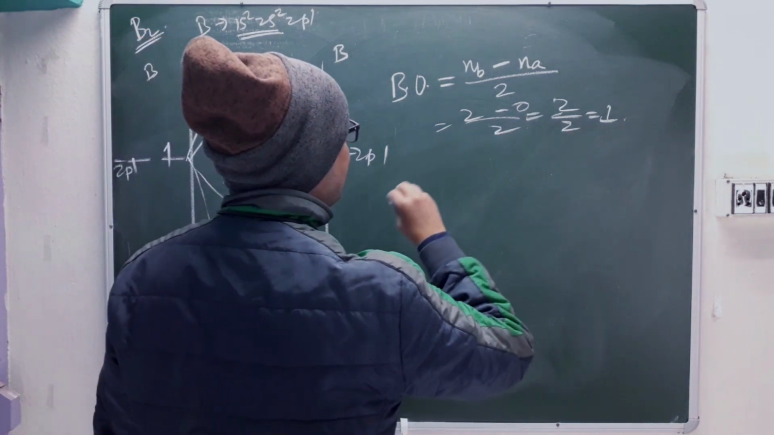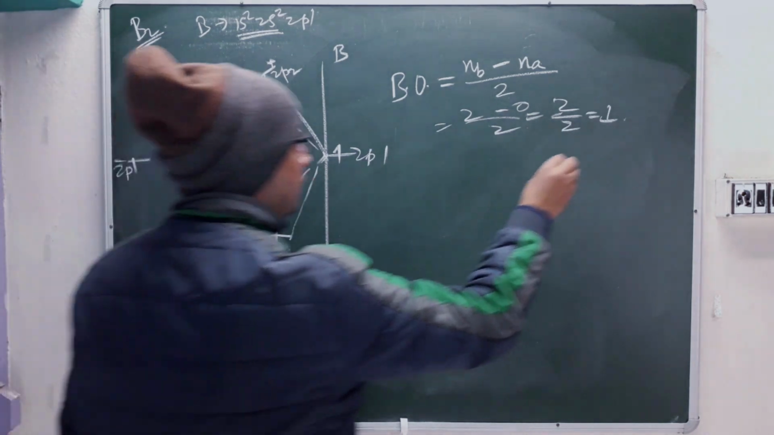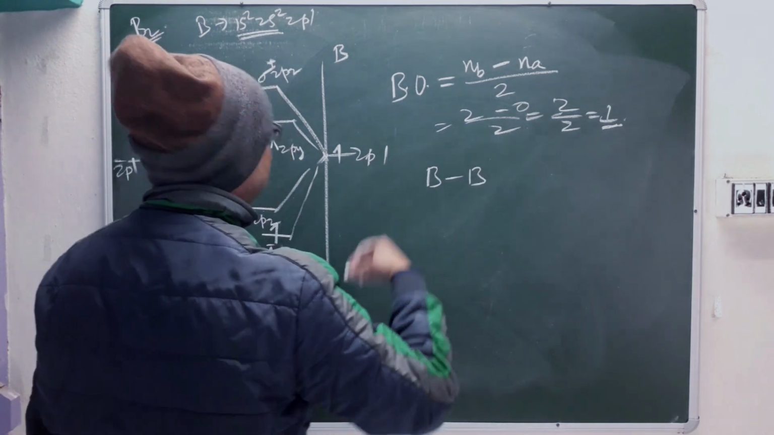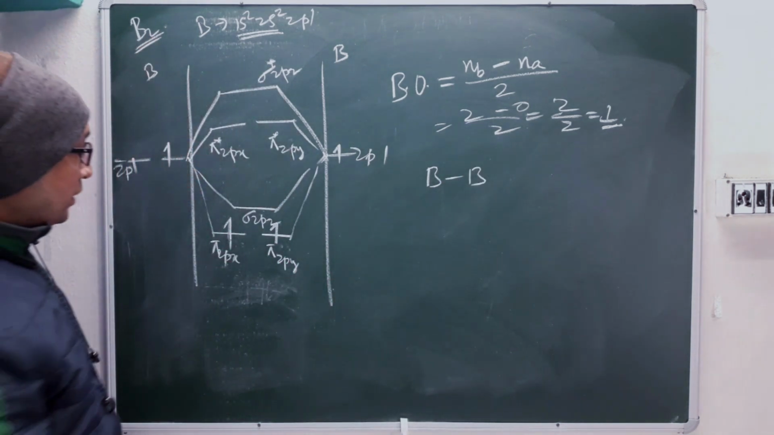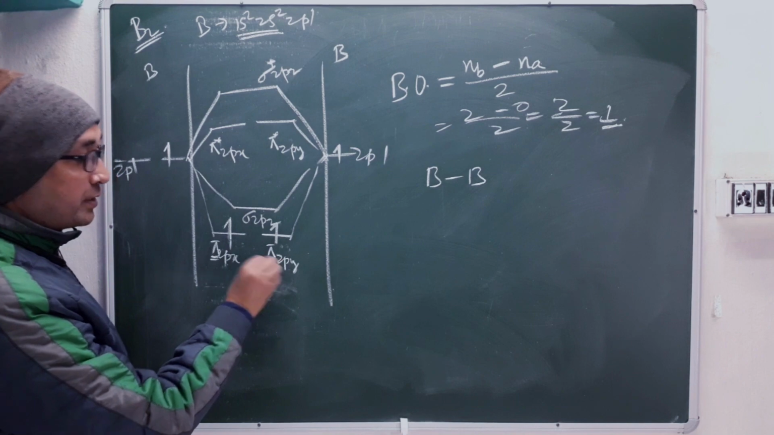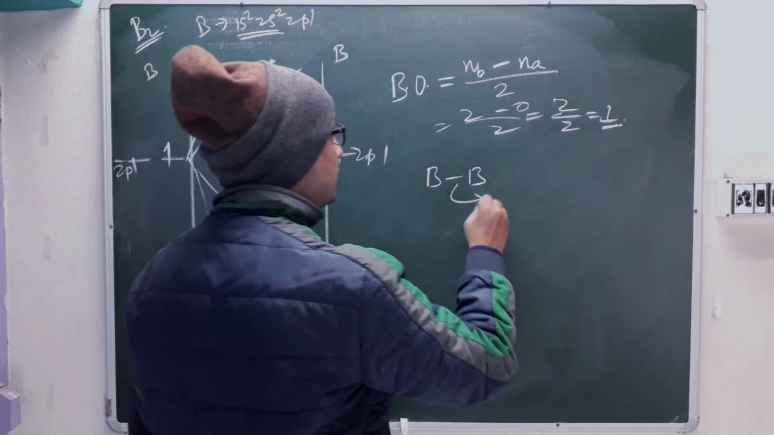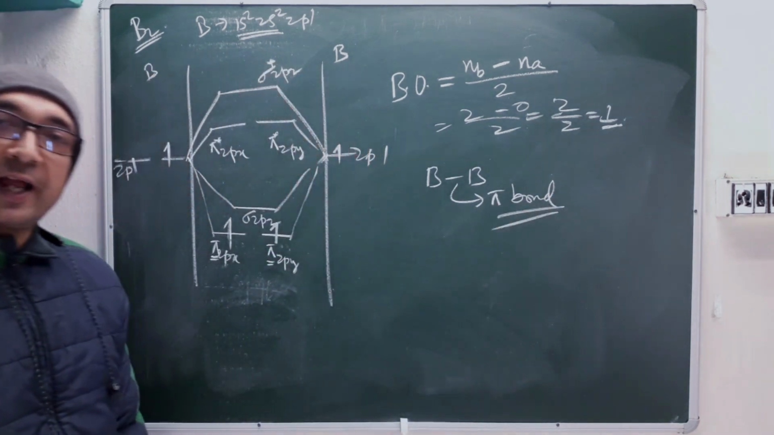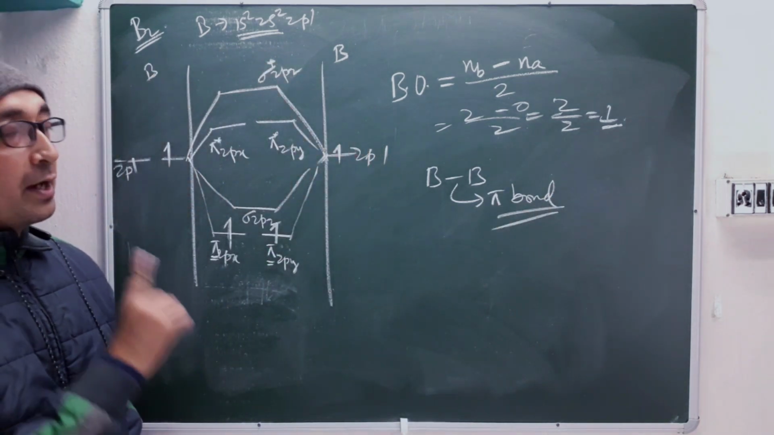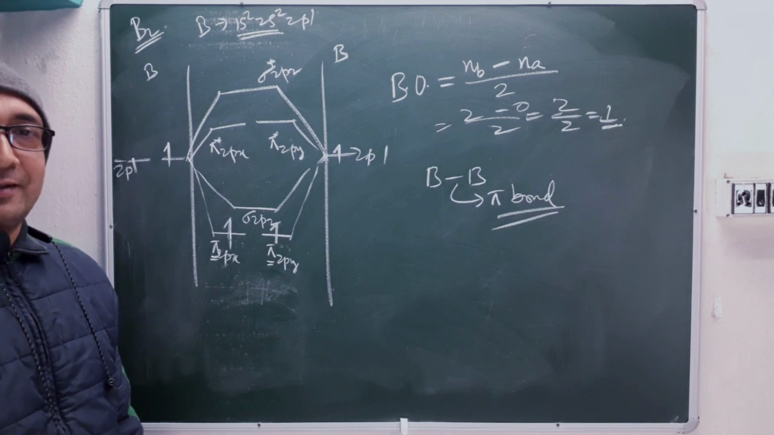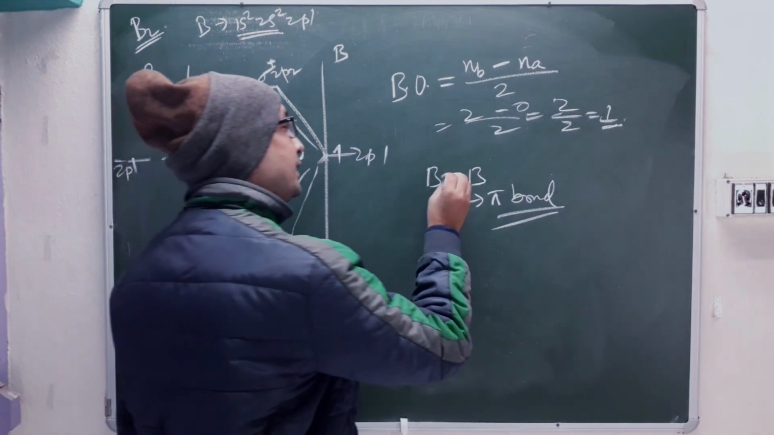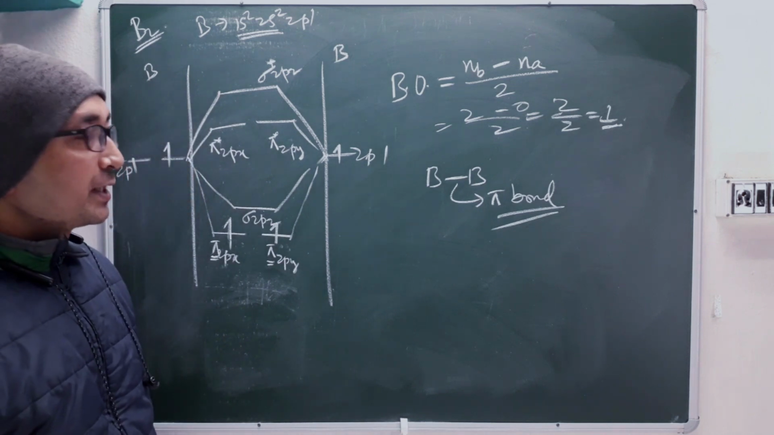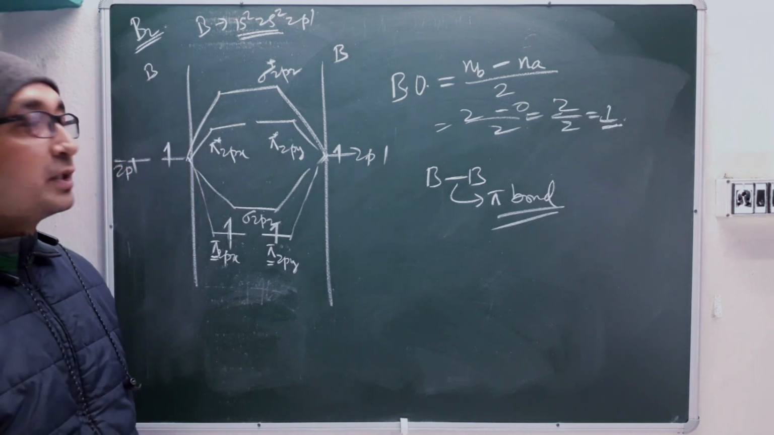Now we just have to see what is the nature of this bond, this boron and boron. What is the nature of this bond? You see where it is, in pi, right? So the nature of this bond is a pi bond. Don't say this is a sigma bond, right? It is not a sigma bond, it's a pi bond, correct? While seeing one single bond, you might be saying that this is a sigma bond, but this is not a sigma bond, this is a pi bond.